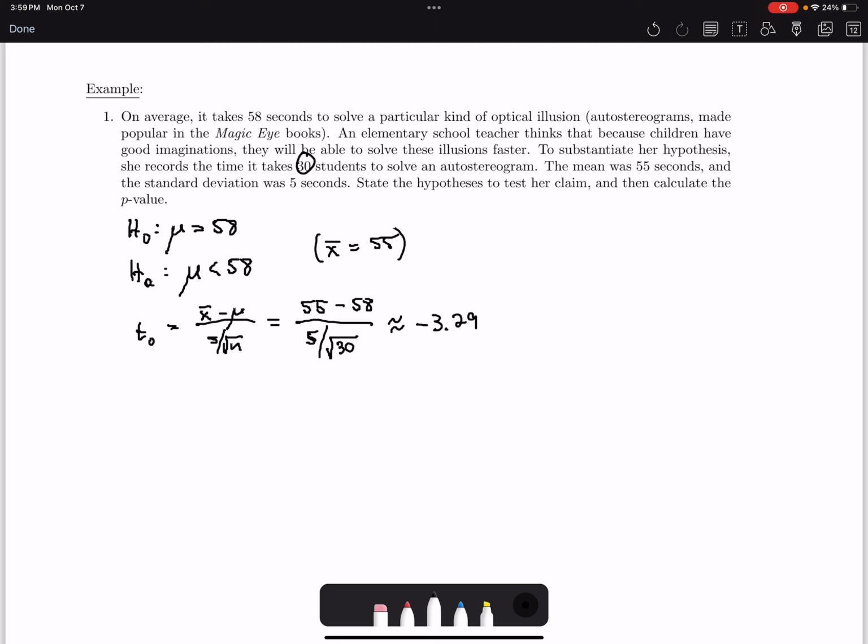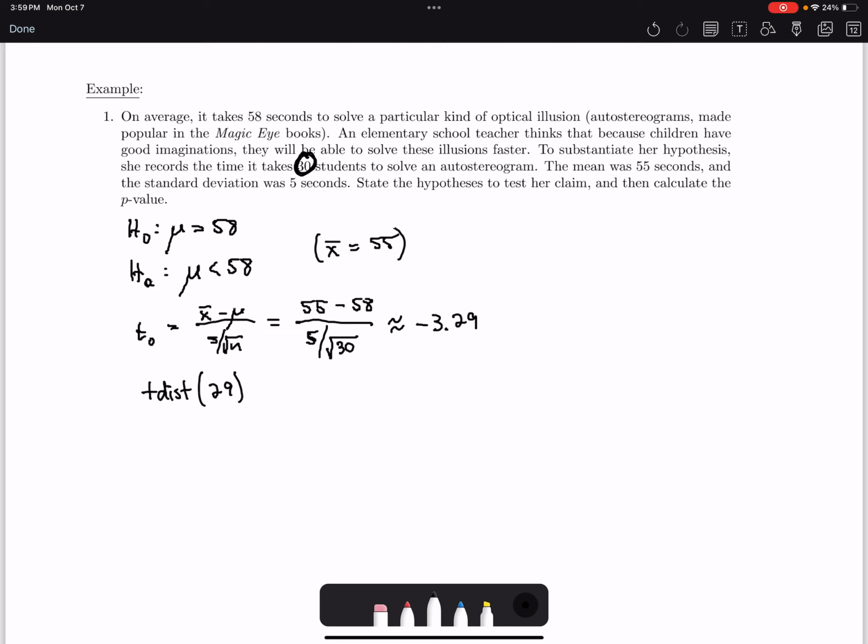And now we will use student's t-distribution to calculate this probability. So we're going to go to Desmos, and then we're going to go to t-dist. And when we use the t-distribution in Desmos, remember that we put in the degrees of freedom into the parentheses. The degrees of freedom is always one less than our sample size. And since our sample size here is 30, the degrees of freedom will be 29.